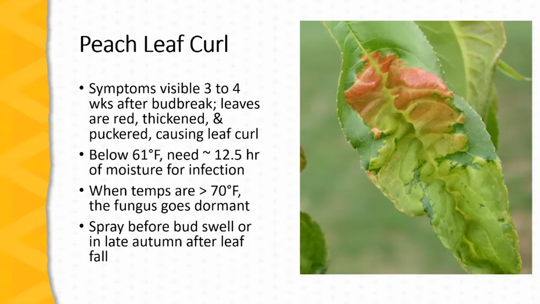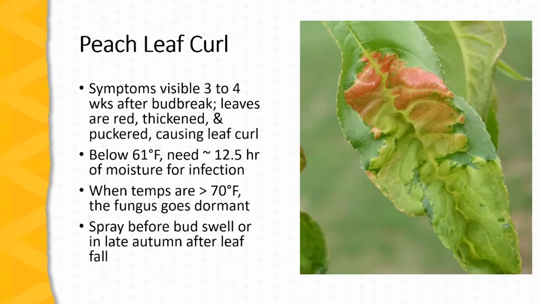Infections take place when the temperature is below 61 degrees, and you need about 12 and a half hours of moisture for infection. And the infections actually take place very early in the spring as buds begin to swell and bud scales loosen. When temperatures are above 70 degrees Fahrenheit, the fungus goes dormant.